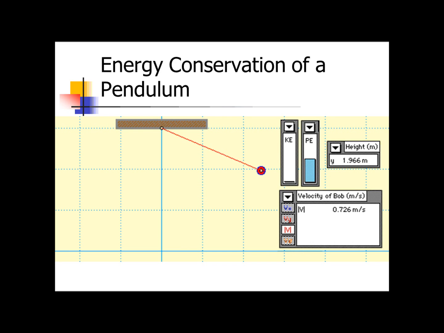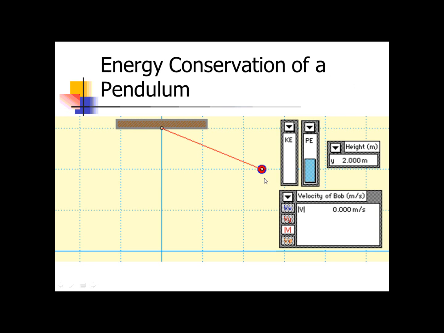Pendulums work the same way. This is why if you have a pendulum style clock, it will never stop. At the top of the swing, it's all potential. At the bottom of the swing, it's all kinetic. Then it goes back up, all potential. And so this potential transfers to kinetic.